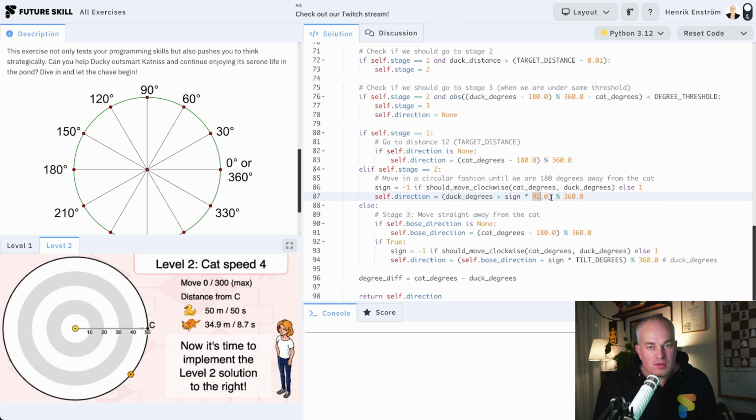We can maybe look, if I remember, at changing this and see how it changes the movement. Okay, and then we do modulo 360 because we're required to return a value between 0 and 360. This is stage 2.